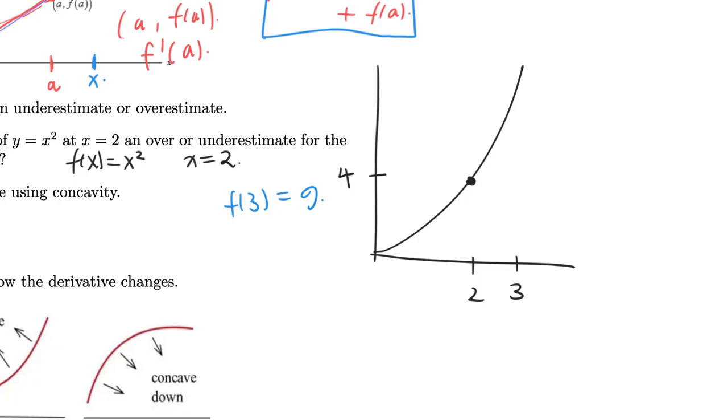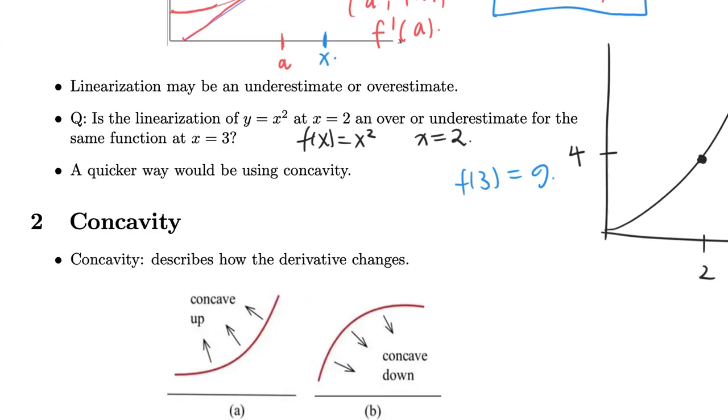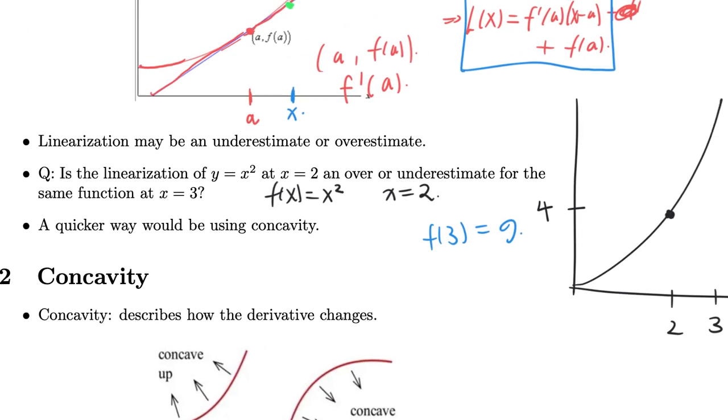But in some cases, it is not so easy, or you don't know what the value of f is at that point. At least maybe it's not so easy to calculate, or maybe you're not given the function over that interval. So then you would need linearization. And this is basically an example to show you how linearization might over or underestimate.